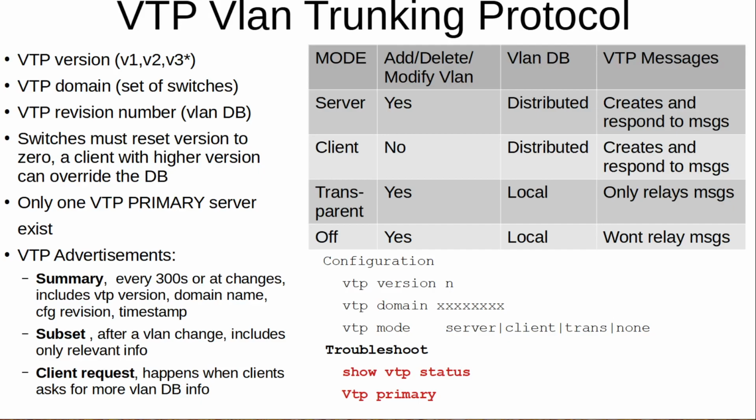In order to configure VTP, remember to set up your VTP domain name first, then choose the version, then choose the mode, and optionally a password. In order to troubleshoot your VTP, always use show vtp status, and if you want to work with the VLAN database, issue the vtp primary command in enable mode. More on this in the lab.